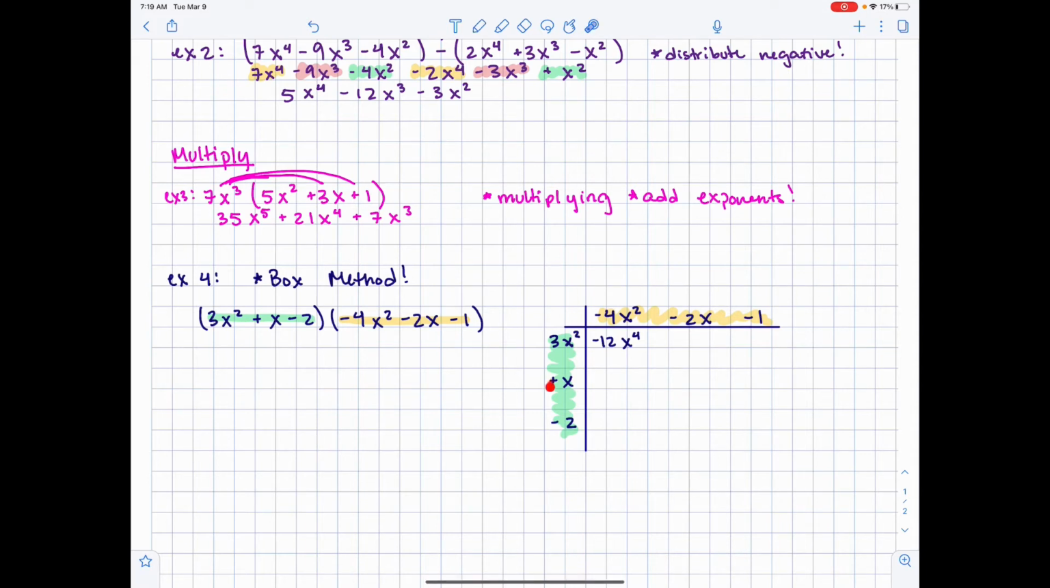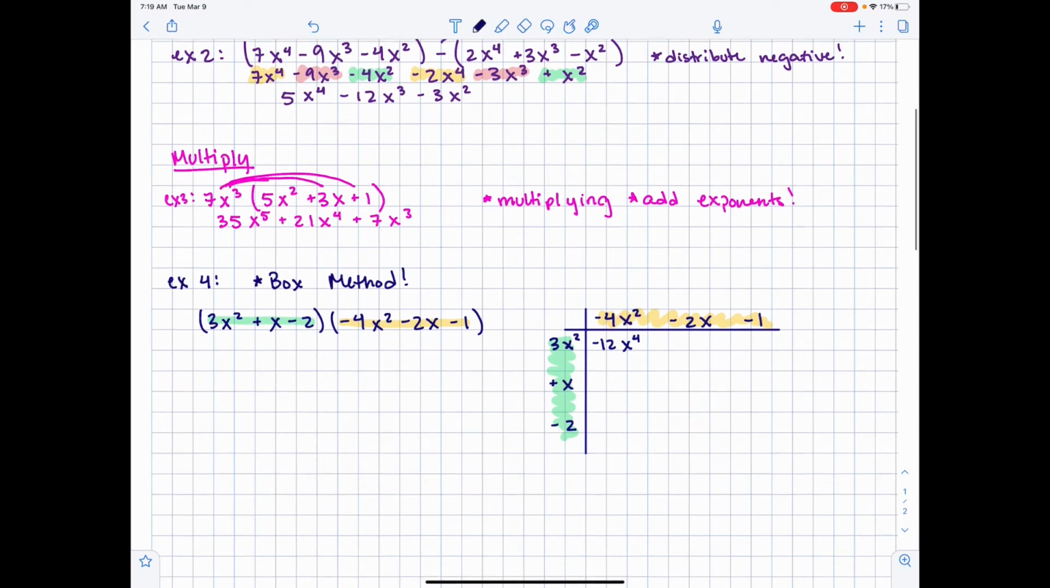So once again, I'm going to take this x times negative 4x squared, so negative 4x to the third, and again working down. So now I have a positive 8x squared. All right, now we start that over again.